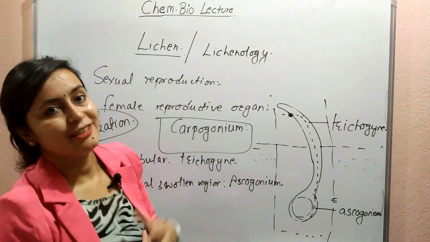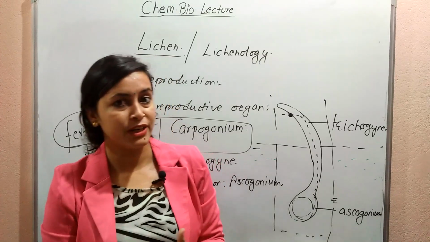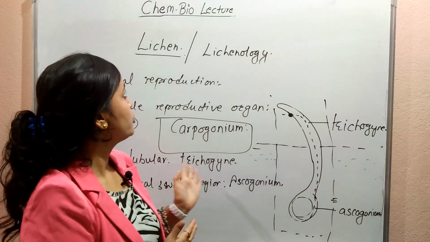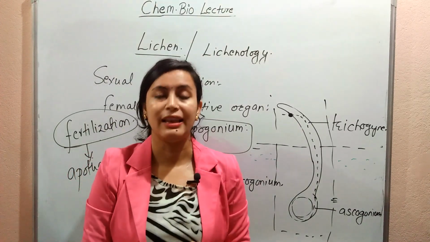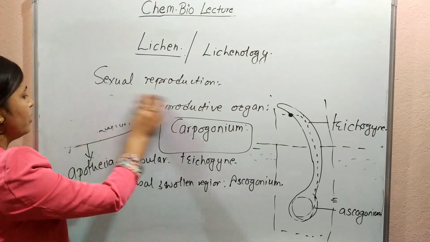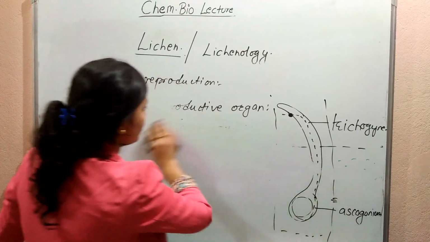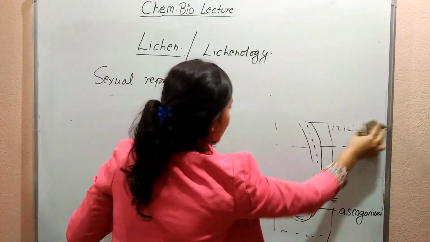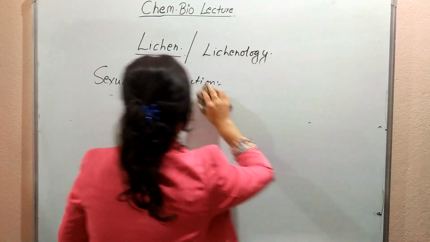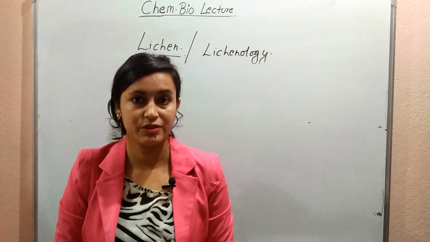As the nucleus fuses with that of the ascogonium, fertilization occurs. It results in the formation of fruiting bodies, that is apothecia. So in this way reproduction is carried out in lichen. These are the basic things we need to know about lichen. I have discussed the medical questions, the structure, and the habitat, and I would like to add one more very interesting piece of information about the lichen.